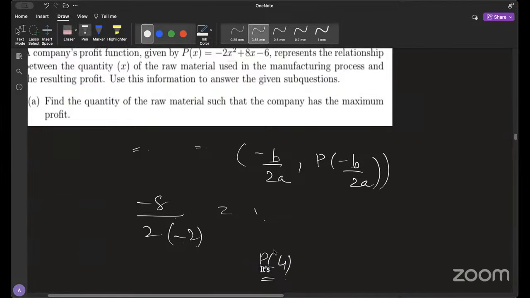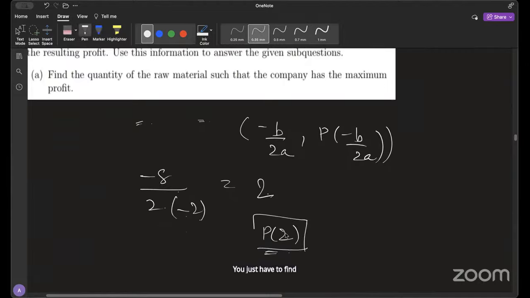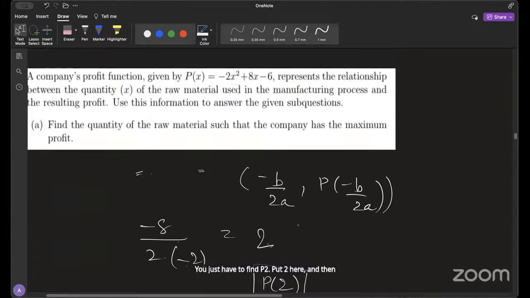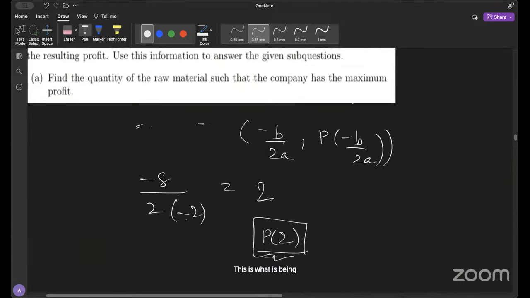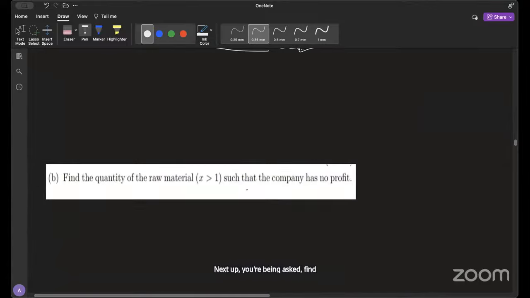It's 2. This one's 2. So you just have to find P2. Put 2 here and then you'll find this is what is being asked in the question. Maximum value is this, maximum profit. Yes, ma'am. Okay.